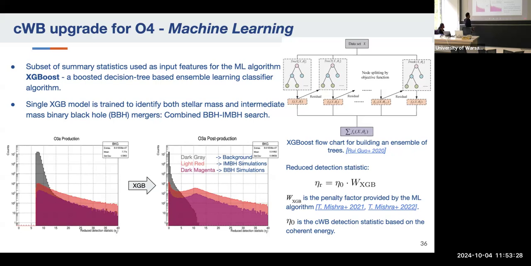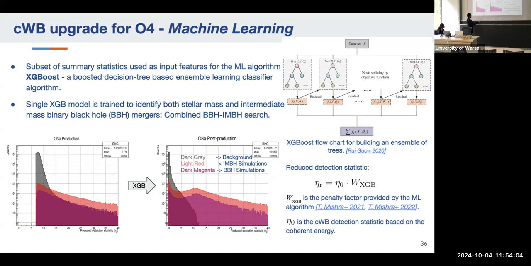And the way we use it is we don't directly depend on machine learning, but what we do is we take the coherent SNR of CWB and we use this machine learning output as a penalty factor to it. So what we are doing is we are effectively reducing the coherent SNR for noise events. This can be seen in these histograms here. So on the left, the gray curve is for the noise events, and the red and magenta curves are for different types of CBC simulations.